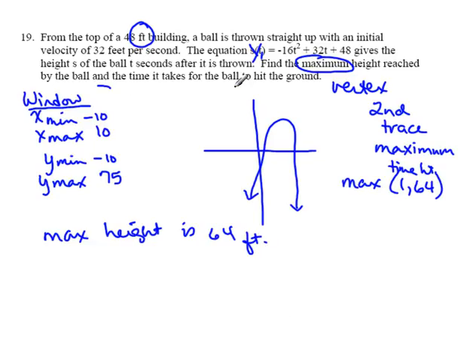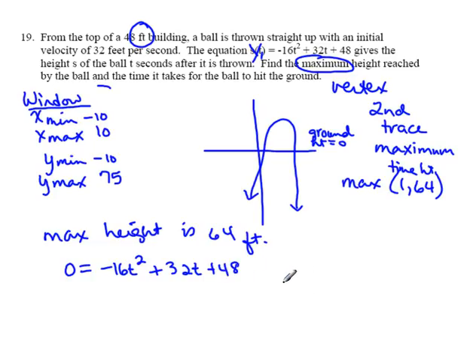Now, find the time it takes for the ball to hit the ground. Well, if you hit the ground, that means that its height is equal to 0. Okay, so when you hit the ground, your height is 0. So what you're really trying to do is set the equation equal to 0 and solve. And you have lots of ways that you can do that.